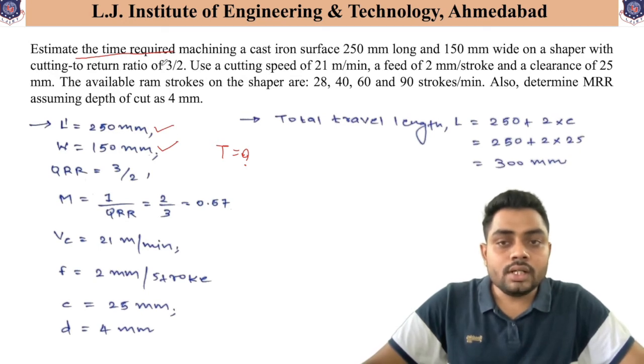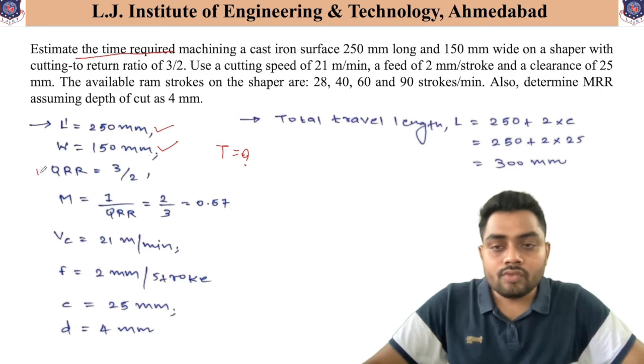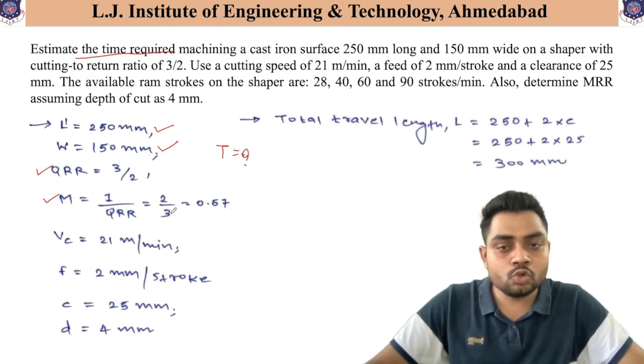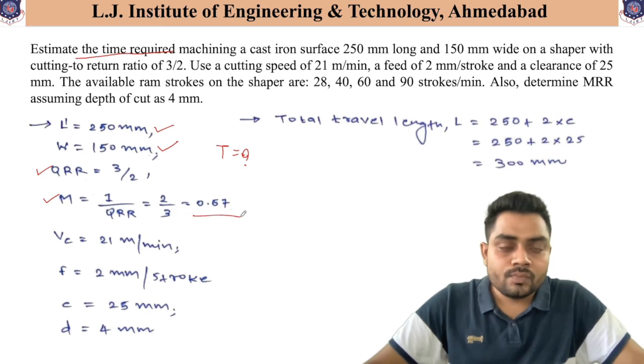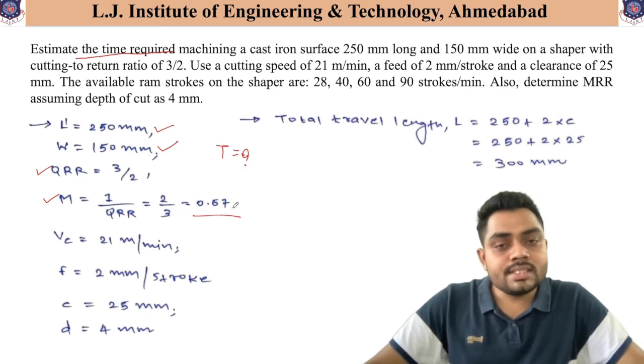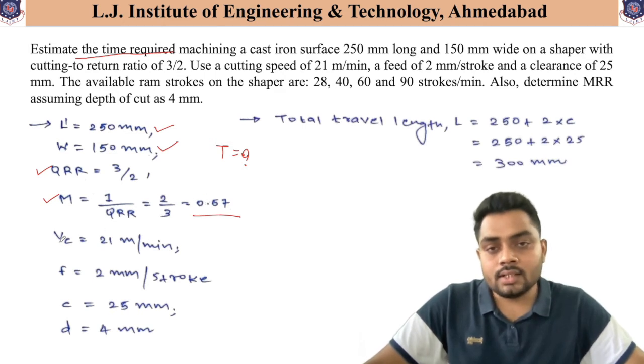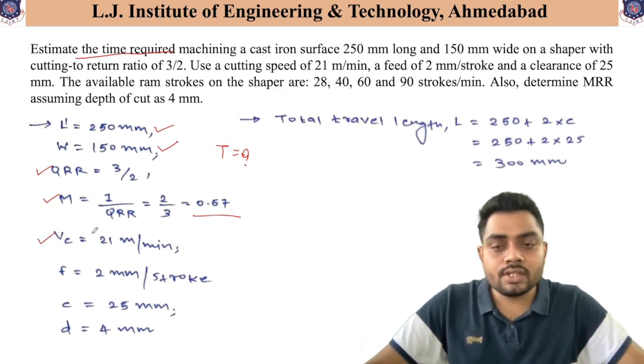Now the cutting to return ratio is given as 3/2, and we need to find the value of M also, which is the reciprocal of the quick return ratio. So you will find 1 divided by QRR, that is equal to 2 divided by 3. Here we have rounded to 2 decimal points, so we find the value of 0.67. Another cutting speed is also given, that is 21 meter per minute. Feed is also given as 2 mm per stroke.